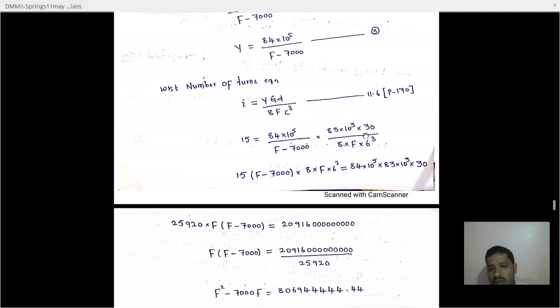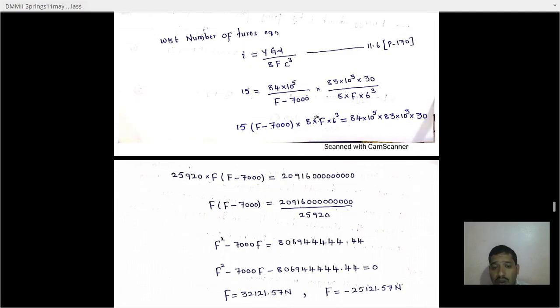This is the diameter. How much is given? 30 is given already. 8 as it is, F as it is, C the spring index is given as 6 cubed. After that, you need to cross multiply the numerator value, F minus 7000, as well as 8 into 4 into 6 cubed, toward the left side. 15 into F minus 7000 into 8 into F into 6 cubed equals the numerator value, 84 into 10 power of 5 into 83 into 10 power of 3 into 30.